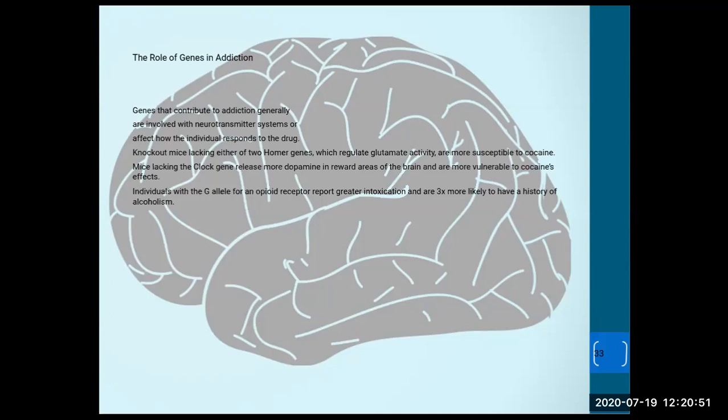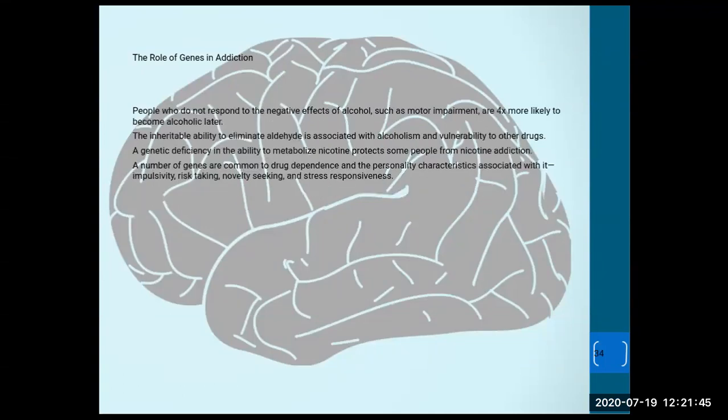Again, we talked a little bit about that G allele. We talked about a medication that controls that G allele. Individuals with that specific allele, called the G allele for an opioid receptor, report a greater high or greater intoxication with alcohol. A lot of times people mix the two, which is very dangerous. But those that have the G allele that are addicted to opioids are also 3 times more likely to be alcoholics or have at least a history of alcoholism. So you can see a huge genetic influence when it comes to addiction. It's not just the neurotransmitters, but we can also predict based on certain alleles and certain genes, the way that they are formed, if a person will be more susceptible to the effects of drugs and alcohol.